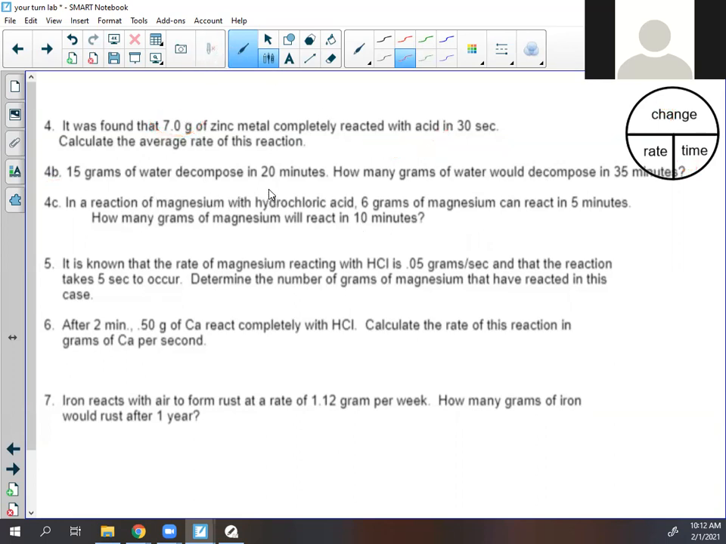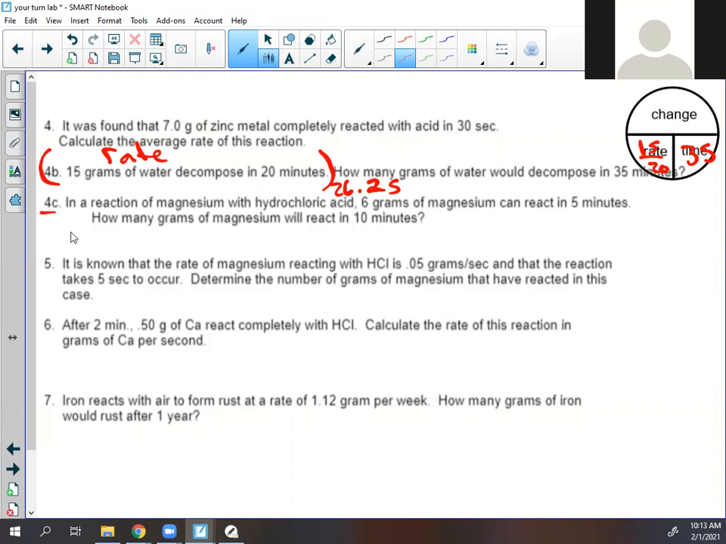Next, 4B. This is a 2-step one. 15 grams of water decompose in 20 minutes. These are trickier because the rate is given to you as a mathematical relationship. So 15 over 20, or you could just put 0.75. How many grams of water would decompose in 35 minutes? So you take 15 divided by 20, which is 0.75, and multiply it by 35, and you get what answer? All right, 26.25.